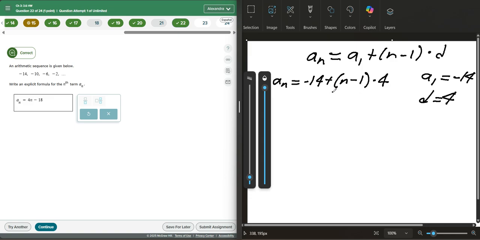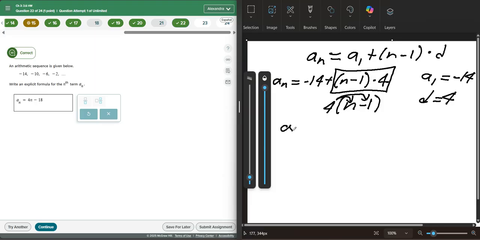So if you look at this right here, you can distribute. You can use the distributive property to combine these terms right here. So this right here is the same thing as this, 4 times n minus 1. The only thing I did was bring the 4 in front of the parentheses. So now you can combine, right?